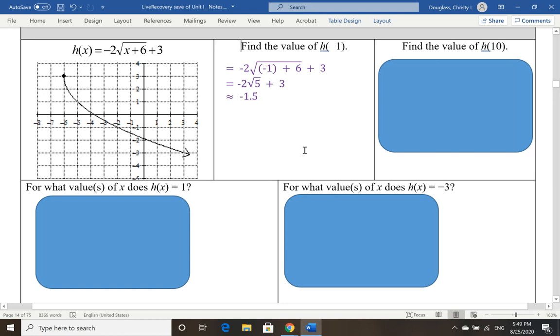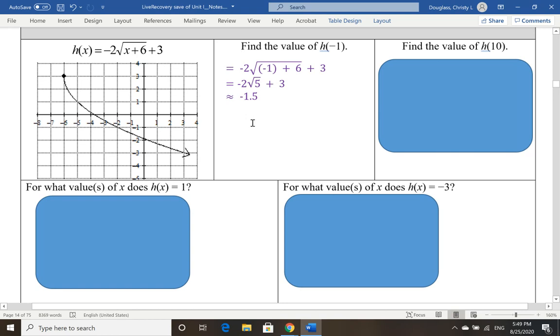Negative 1 plus 6 is 5. And then I used my Desmos calculator, my scientific calculator, to type this in and get an approximation, hence the wavy equal sign. The square root of 5 is an irrational number. That's a decimal that never ends, but I can approximate that.